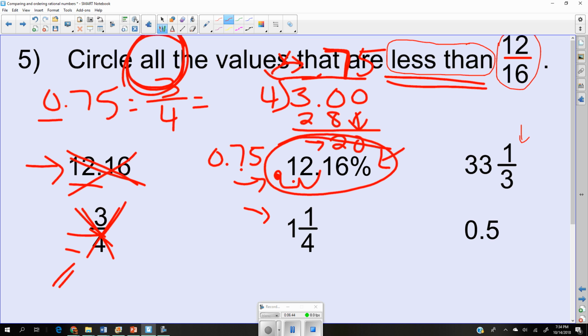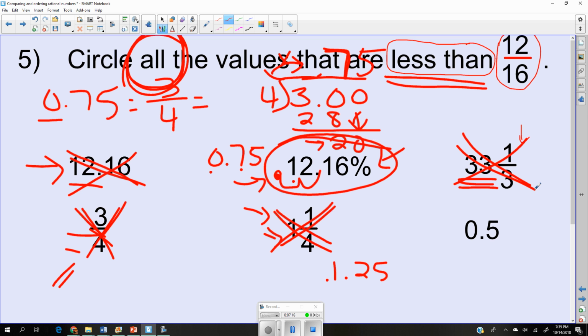Well, I can tell by looking at this one because this one has a whole. So that's 1 and something. Even if I knew what 1/4 was as a decimal, which I do, which is 0.25, because 1 out of 4 is a quarter, 25 cents. So I know that 1 is bigger than 0, so I know that can't be it. So I'm going to scratch that one out.